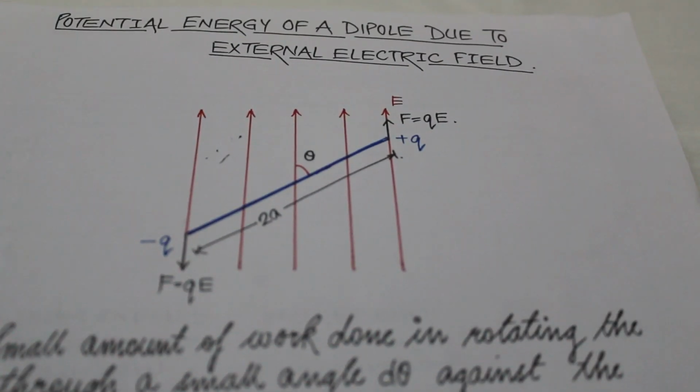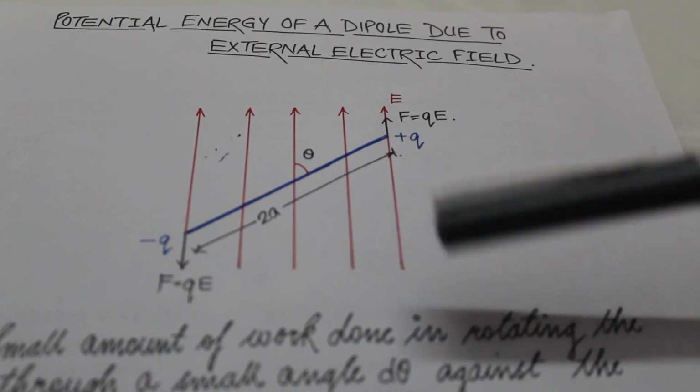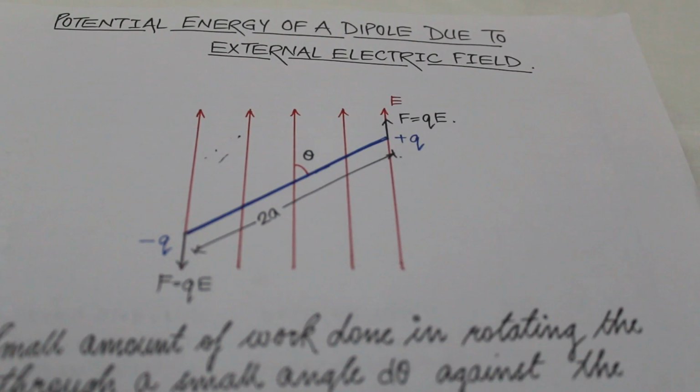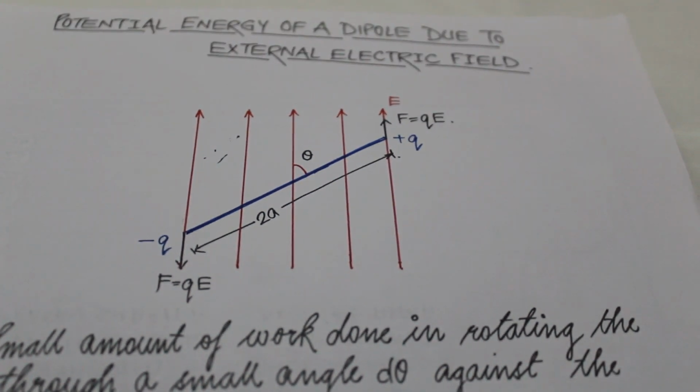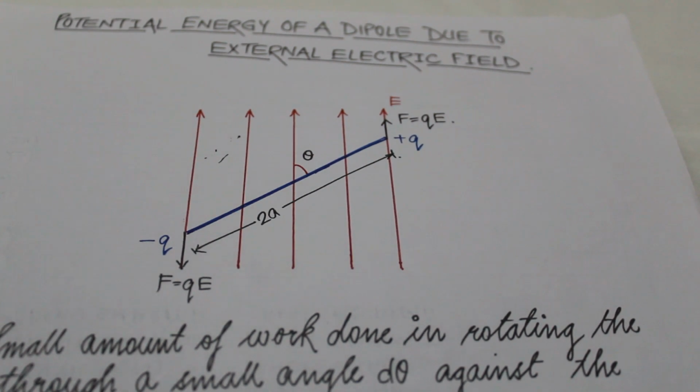Next we are going to study potential energy of a dipole due to external electric field. As you can see in this diagram, the red lines are showing an external electric field. A dipole of length 2a is kept such that the center of dipole makes an angle of theta with an external electric field. As we know, if a dipole is aligned at an angle theta with an external electric field, torque will be produced which will try to align this dipole along the electric field. What if we try to rotate this dipole against the torque? In that case, some negative work will be done and that will be stored in the form of potential energy.